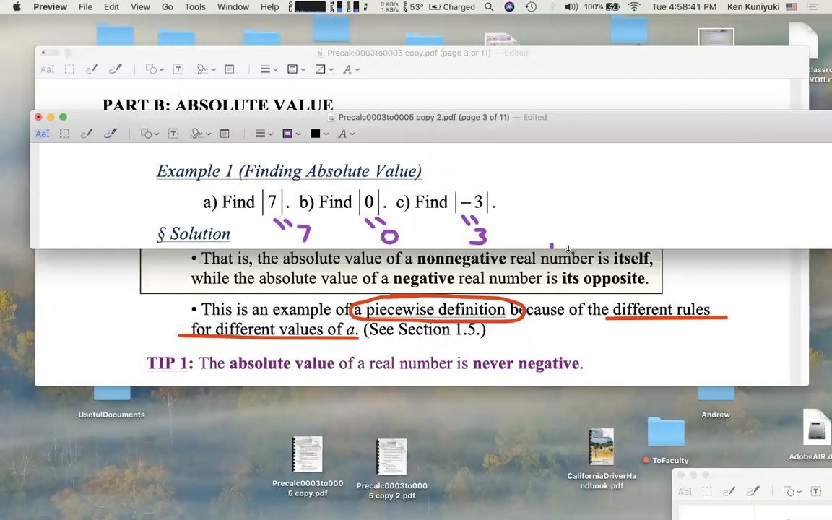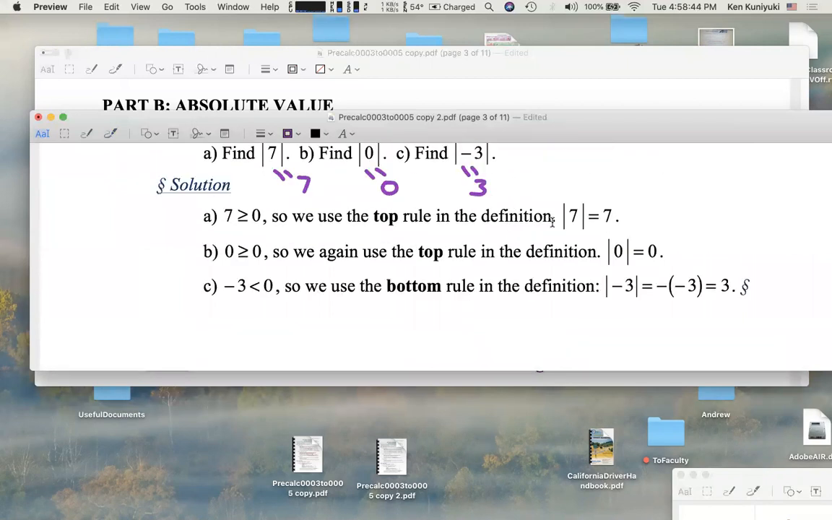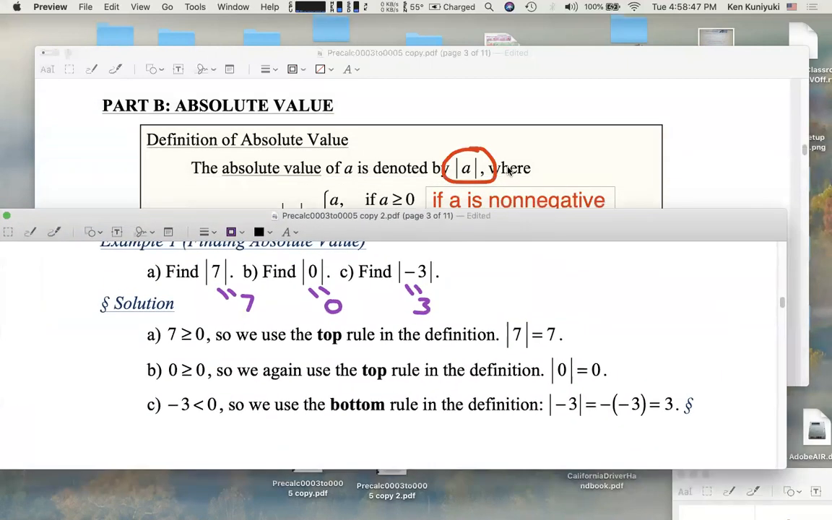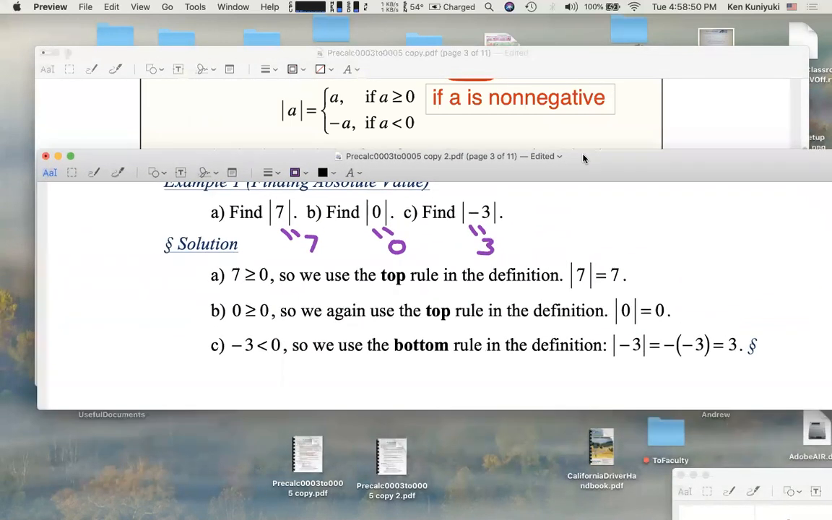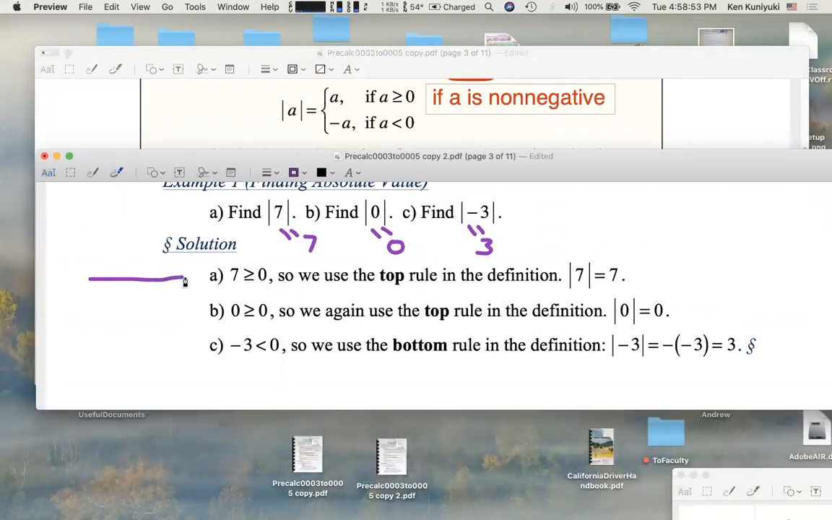Let's look at the absolute value of -3. All right. Well, in fact, let's look at the rules overall. So over here, the absolute value of 7 is 7. Why is that? Because if a equals 7, 7 is non-negative, so we use the top rule. The absolute value of a is a itself. So the absolute value of 7 is 7. The absolute value of 0: well, if a equals 0, 0 is non-negative. So the absolute value of a is, again, a itself, because a is non-negative. We use the top rule.